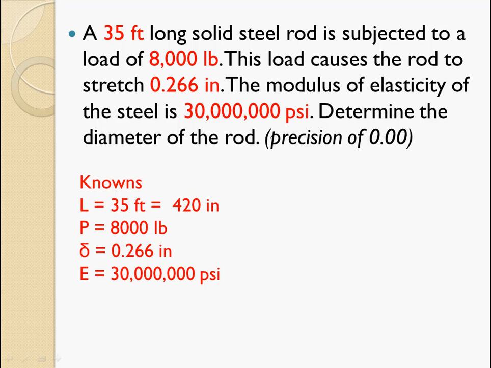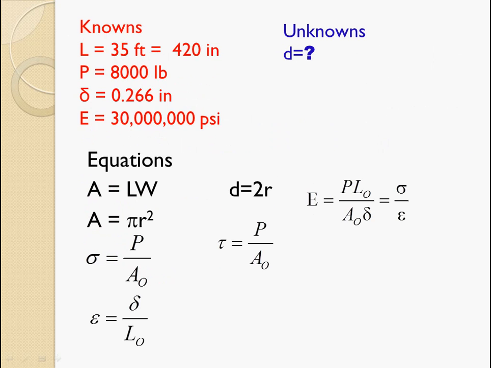Last thing is, I've listed all my numbers in the problem as what they could be. I've got to determine what the diameter of the rod is, that's the question. So let me bring that in. My unknown is D, and so I need to solve for that. So let's move those up, and we'll look at the equations that we have.